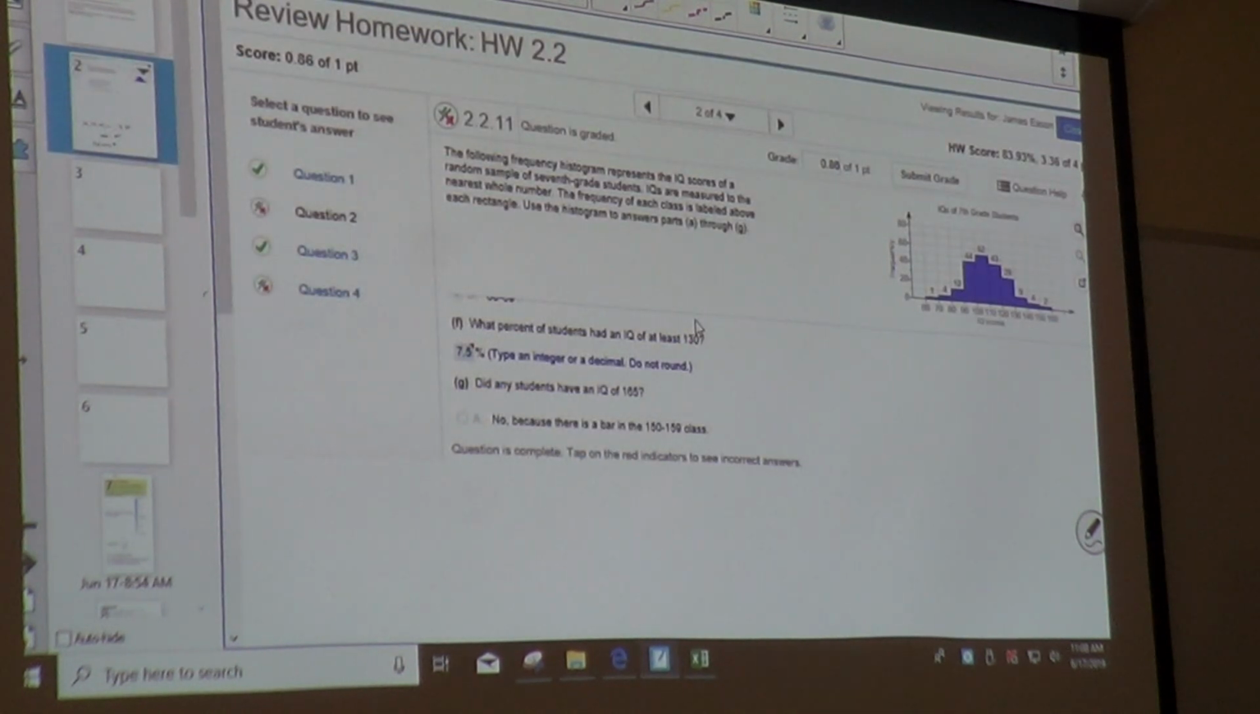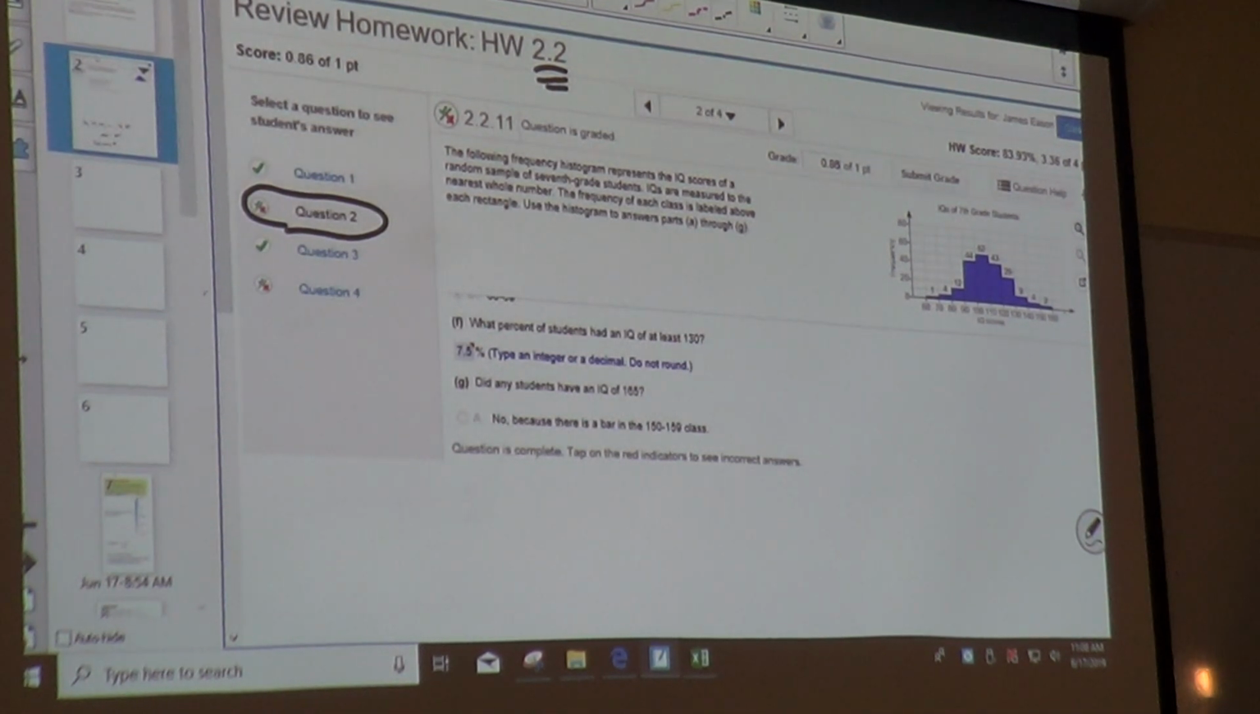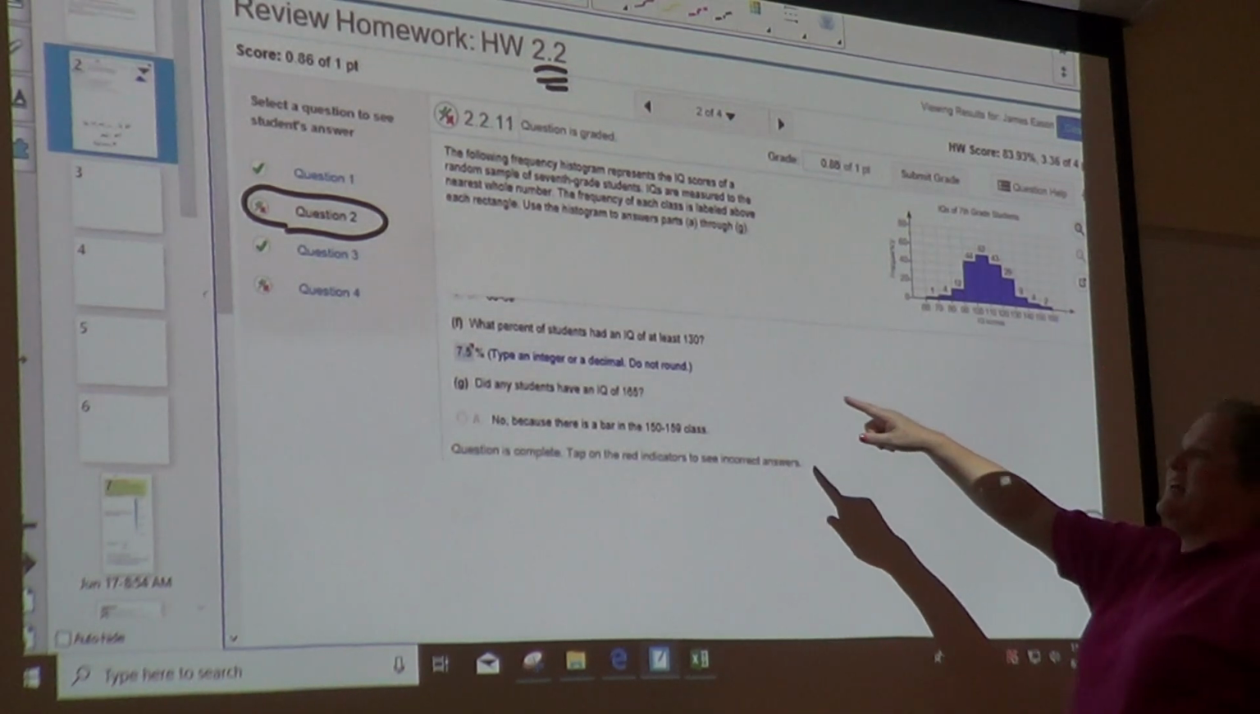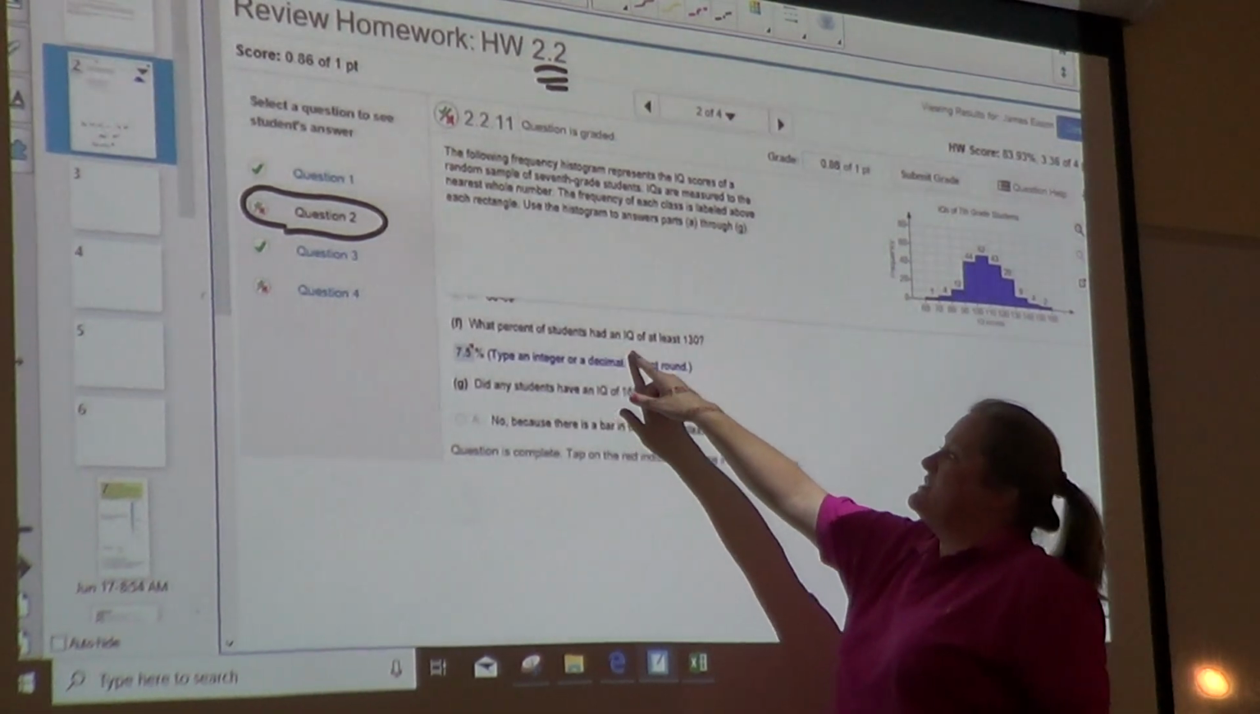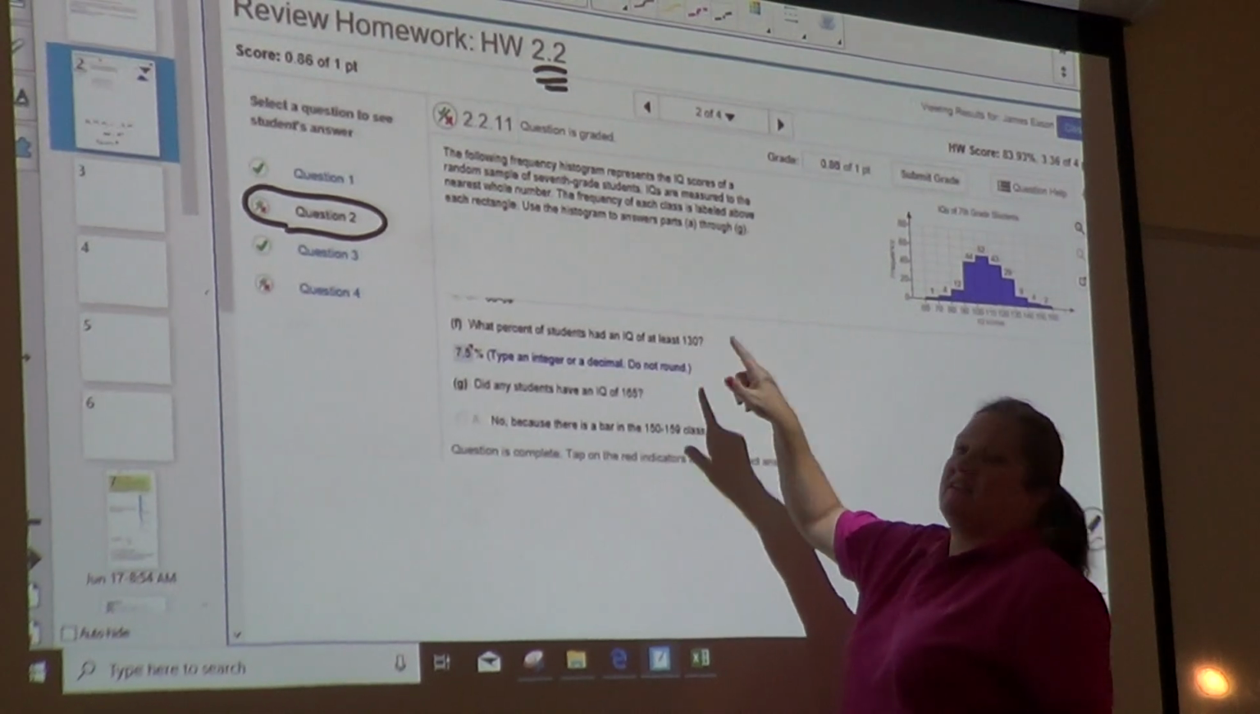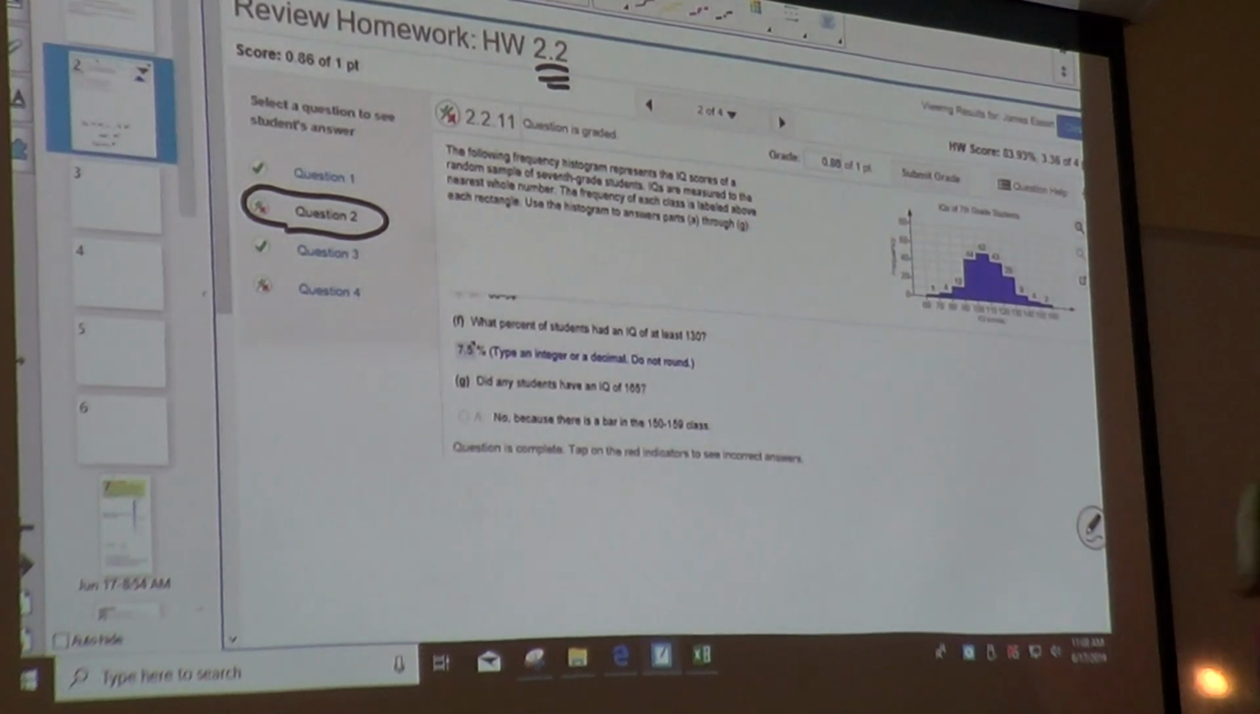James asked me about 2 questions, and I have a lot of people, hint, that are struggling with this. This was back from section 2.2, a 2.2 homework. He's asking about number 2, and it was just one of the parts of number 2, part F. It says, what percent of students had an IQ of at least 130?